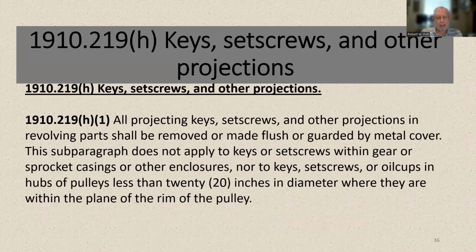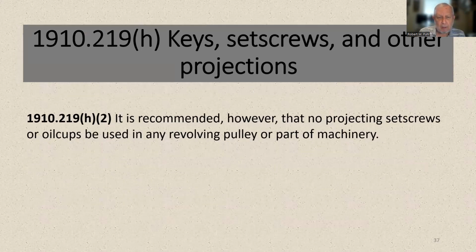Projecting keys, set screws, and other projections in revolving parts shall be removed or made flush or guarded by a metal cover. This subparagraph does not apply to keys or set screws within gear or sprocket casings or other enclosures, nor to keys, set screws, or oil cups in hubs of pulleys less than 20 inches in diameter, where they are within the plane of the rim of the pulley. I'm not sure what they're meaning there, but we can delve into that if you want to, but I'm not going to. It is recommended, however, that no projecting set screws or oil cups be used in any revolving pulley or part of machinery. It is recommended. You don't see that in too many OSHA regulations. They make recommendations, but back then they were a kinder, gentler OSHA, I guess.